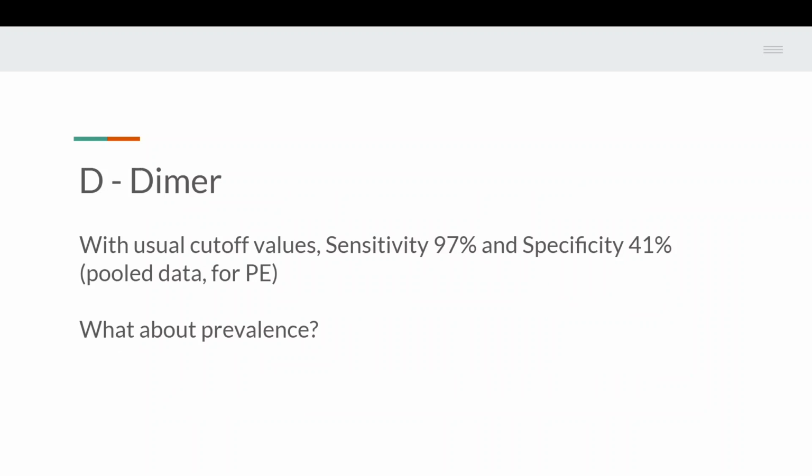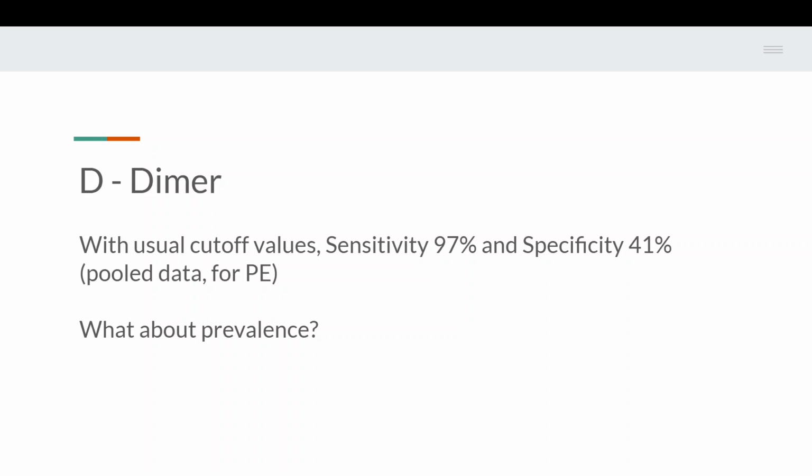D-dimer. Another one that we talk about a lot as far as its sensitivity and specificity. And why is it a good screening test but not a great test for ruling in pulmonary embolism? With the usual cutoff values, and that's actually a very important point, the sensitivity is 97% and specificity 41%. Pooled data, and I'm talking about for pulmonary embolism, not including DVT.